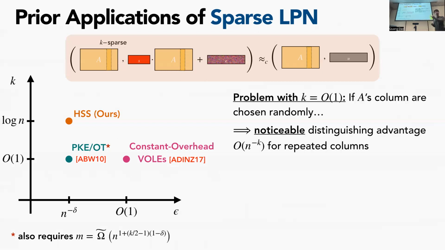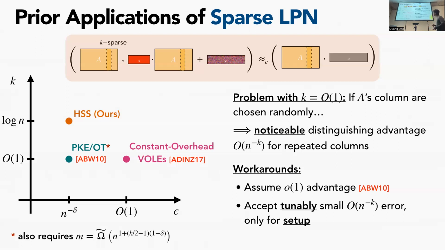Okay, so again, back to this problem with constant K. We have a noticeable distinguishing advantage. So what have prior works tried to do? One way is to assume a small advantage, which doesn't need to be negligible. That is very possible here. And for certain primitives, such as PKE, there's a way to amplify PKE with just constant security to PKE with negligible security. But in other schemes, we actually need this negligible distinguishing probability.